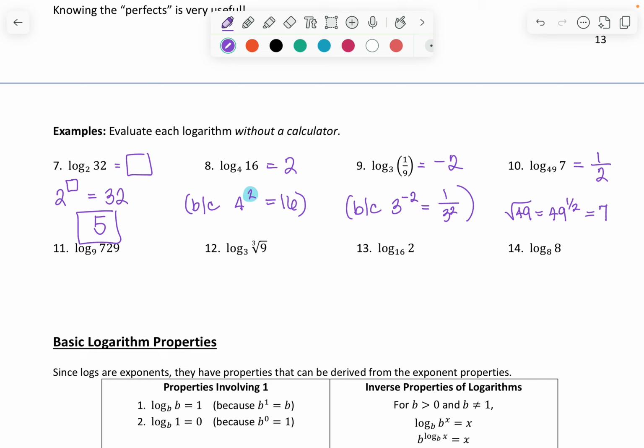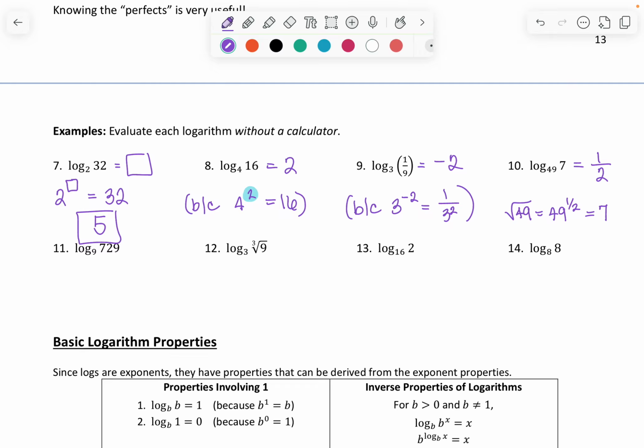What I would like for you to do is pause the video and try 11, 12, 13, and 14. You can back up on the video to where I had the perfects chart on there so that you can look at that on your screen if you need to. But pause the video because I'm going to come back with these answers in 2 seconds.